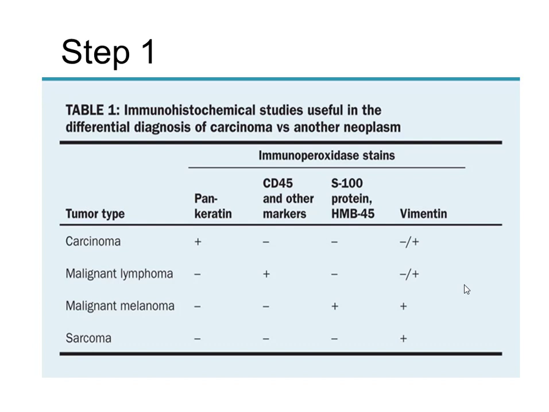First of all, we use 4 markers: pancytokeratin, CD45, S100 or HMB45, and vimentin. In carcinomas, only pancytokeratin and vimentin will be positive. In the malignant lymphoma, hemoblastosis, we will have a positive reaction with CD45 and sometimes vimentin. Malignant melanoma will be positive with S100, HMB45 and vimentin. And sarcomas, as you remember, are malignant tumors of the mesenchymal region. They will be positive only with vimentin.